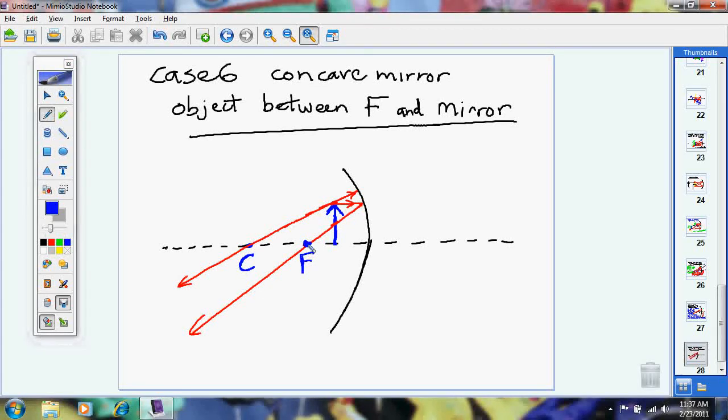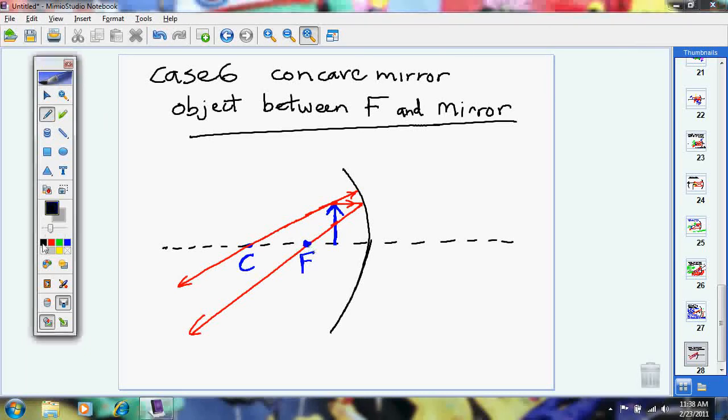Notice the reflected rays this time, are they converging? Are they going to come together and form a real image like those earlier cases? No. Are they parallel? Is no image going to be formed? No, that's not the case either. What are the reflected rays doing this time? Diverging. And what do diverging rays always produce? Virtual images. You go, Dorothy.